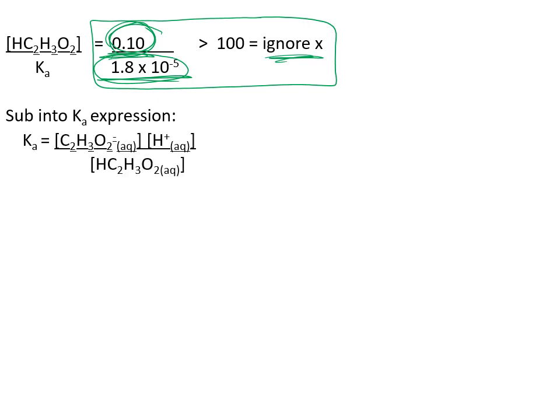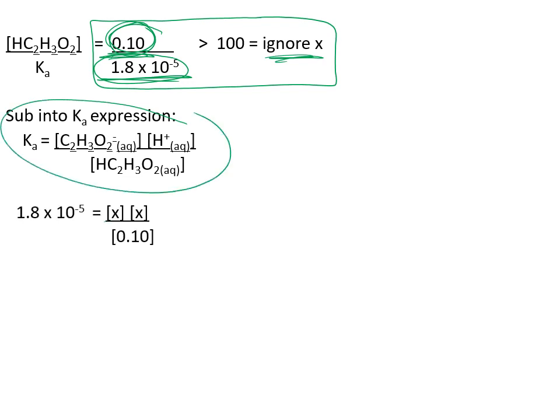So when I go to plug them into my Ka expression, I'm going to plug in the two x values for the product, and I'm just going to put in 0.1, and it is going down by x. But using this 100 rule here, I'm saying, okay, this x here relative to this 0.1 is essentially insignificant. So it'll change 0.1 by a little bit, but not very much at all.